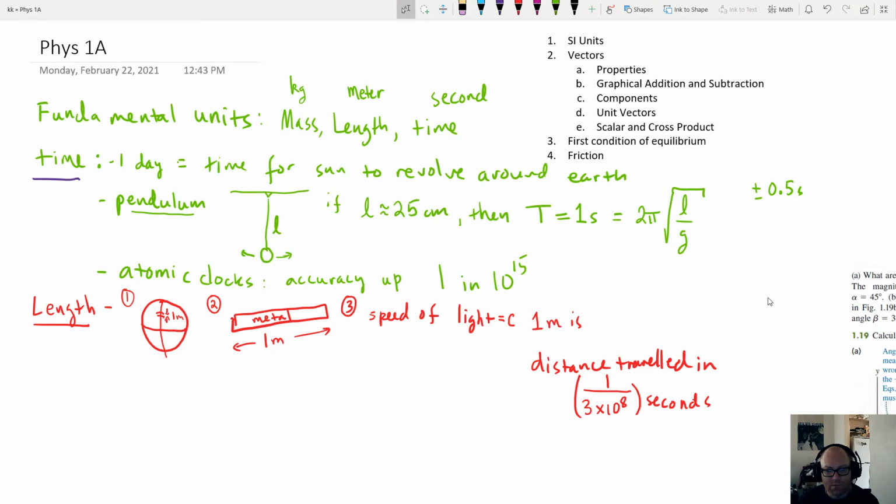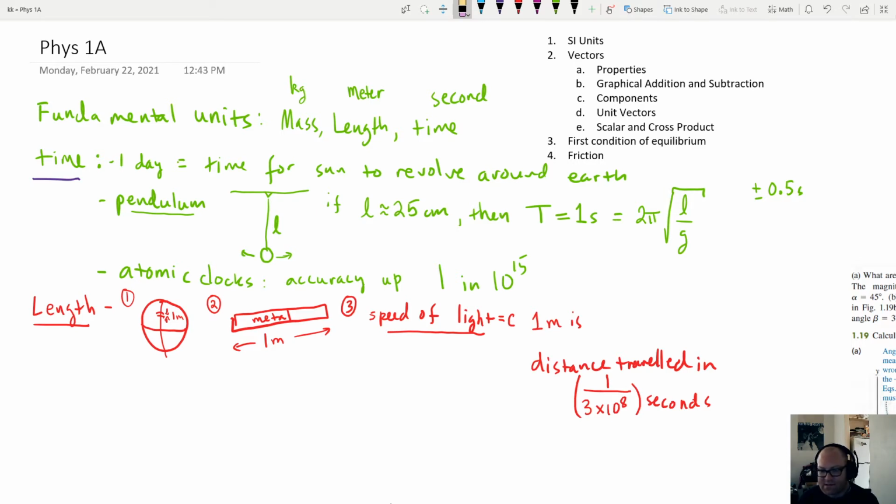Okay. So that gives us a really nice universal definition of the speed of light, right? Just like for time, this gives us a nice universal definition for the meter, because everyone agrees on the speed of light and the distance traveled in that number of seconds, where a second is defined by an atomic clock.